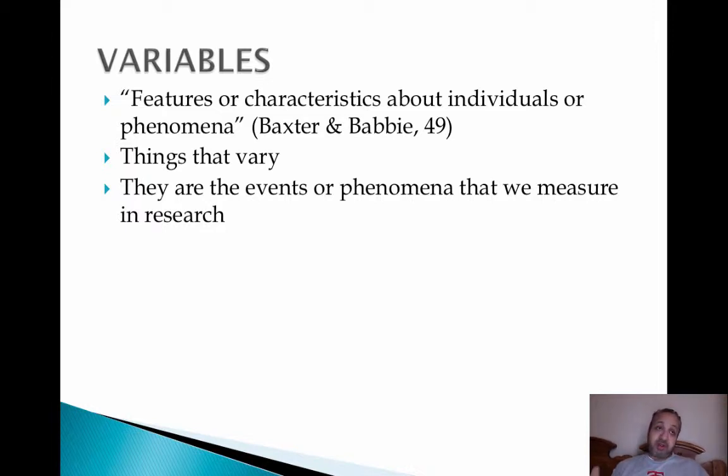But this is important. Variables are very, very important to the research process, and you will work directly with variables. Variables are the things that we measure directly in research. A variable is literally just something that varies. And if you want a definition that's maybe more straightforward, Baxter and Babbie on page 49 say variables are features or characteristics about individuals or phenomena. Again, these are the things that we measure in research, and that's the important part. And I'm going to give you a bunch of examples here.